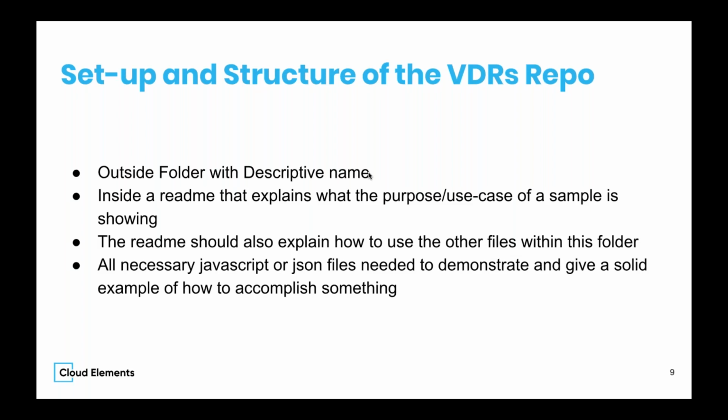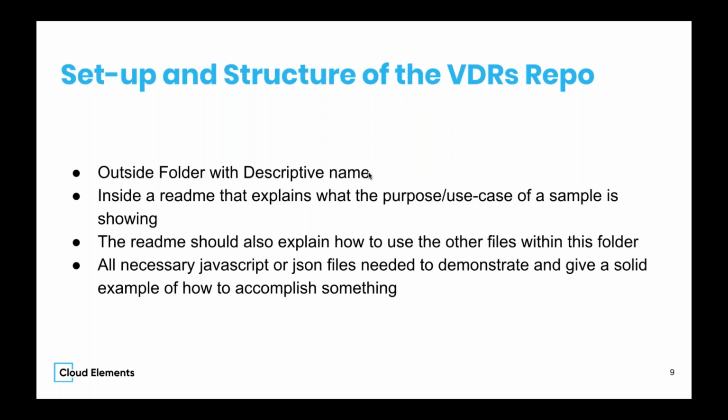Just like the elements repo, the outside folder should have a very descriptive name so that you know what's going on before diving into a specific example. Inside of that folder, there'll be a README that explains the purpose or use case the sample is showing. For example, if the use case was just a part of a VDR, like the JavaScript section of a VDR, it would need to be clear that this isn't a full VDR. So in that description, you would want to explain this is used within a VDR so that they know they still have to build out the VDR. This can just be added as a sample.